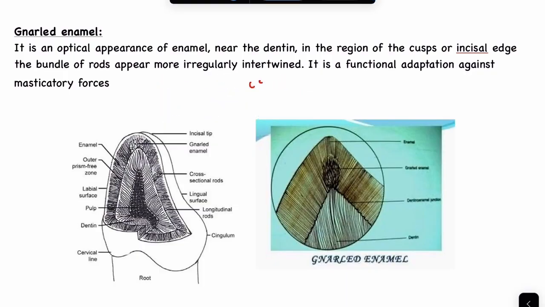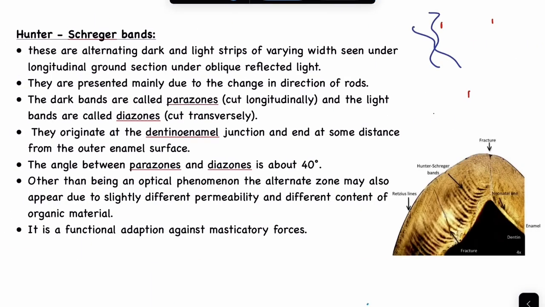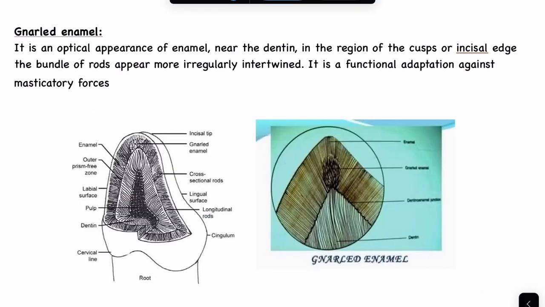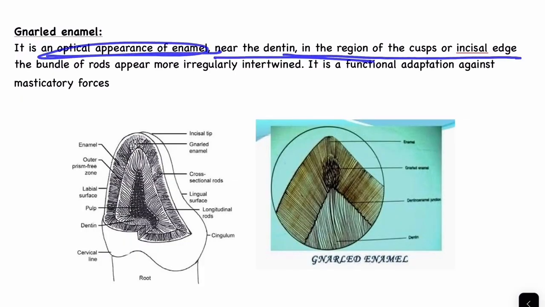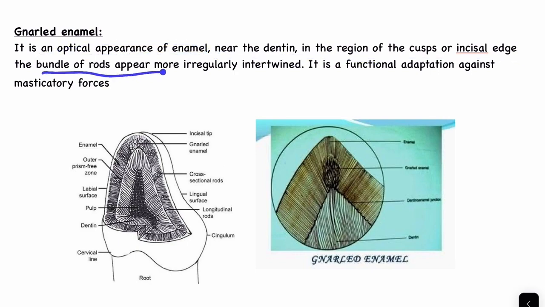All right, both this and the Hunter-Schreger bands, okay, are due to a different direction of the rods running in the enamel. So it's an optical appearance of the enamel near the dentine in the region of the cusp or incisal edge. The bundle of rods appear more irregularly intertwined. It's a functional adaptation against masticatory forces.